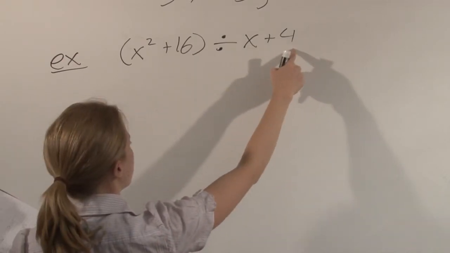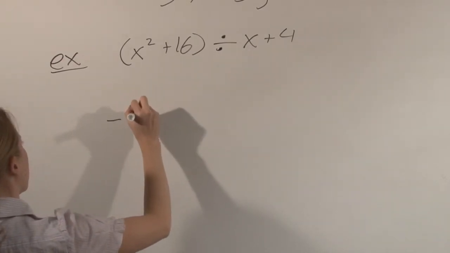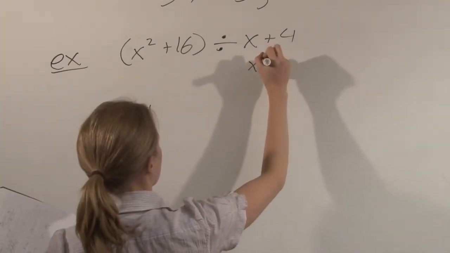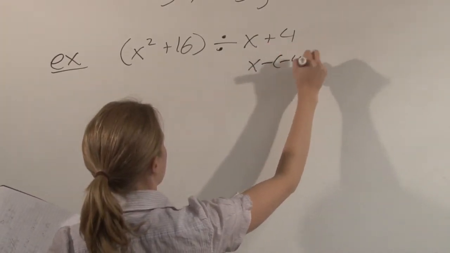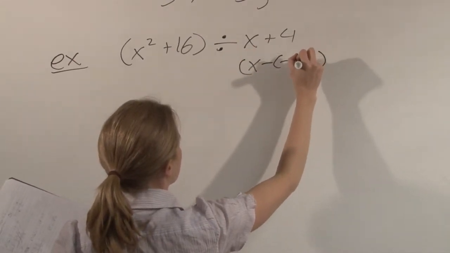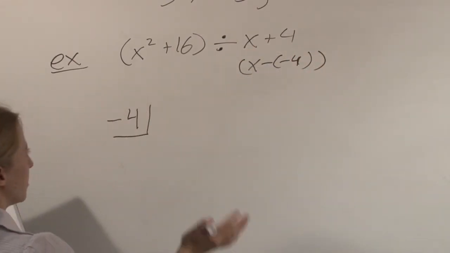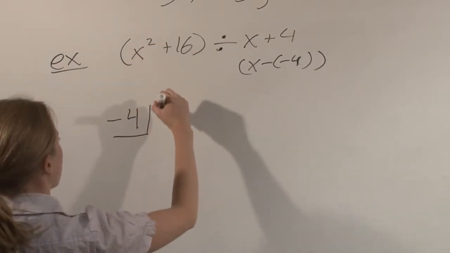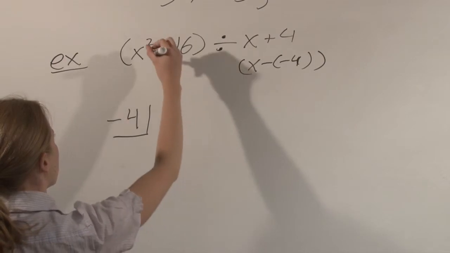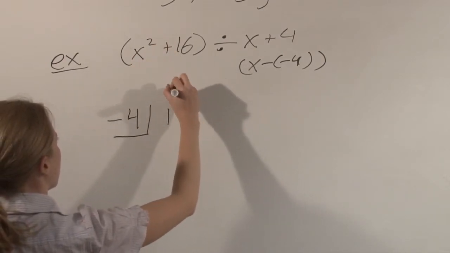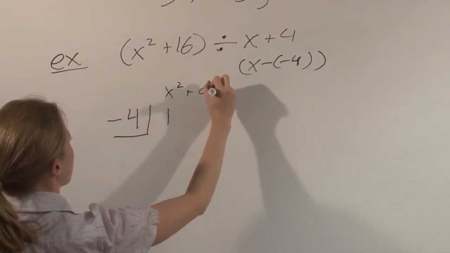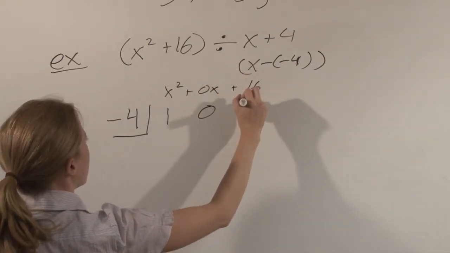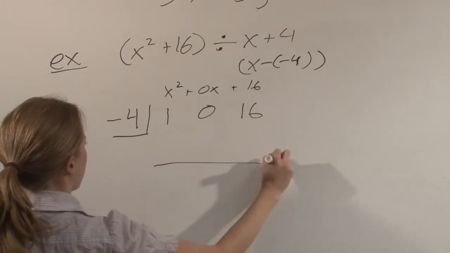Since this is a plus 4 here, I'm going to take a negative 4 for synthetic division, because this is like x minus minus 4, which is a little bit strange, but just remember that it's the opposite sign. Then my x squared had a coefficient of 1, so I have x squared. There wasn't an x to the 1 term, so I'm putting a 0 for it. And then I'm going to put the 16 right there.